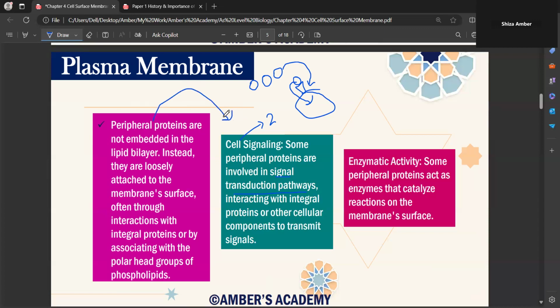This is the first function, and now we are discussing the other function, which is enzymatic activity. Some peripheral proteins act as enzymes that catalyze reactions on the membrane surface. So basically, you need to remember all the functions of proteins. You need to remember the functions of peripheral proteins. You need to remember the functions of intrinsic proteins as well. They act as channel protein, carrier protein, receptor protein, while peripheral proteins act as cell signaling molecules, and they also play a role in enzymatic activities where they themselves act as enzymes and catalyze reactions.